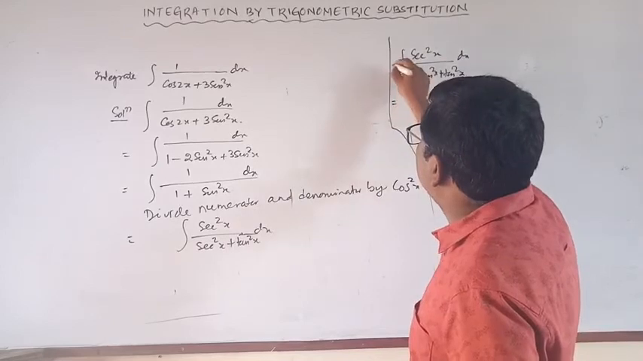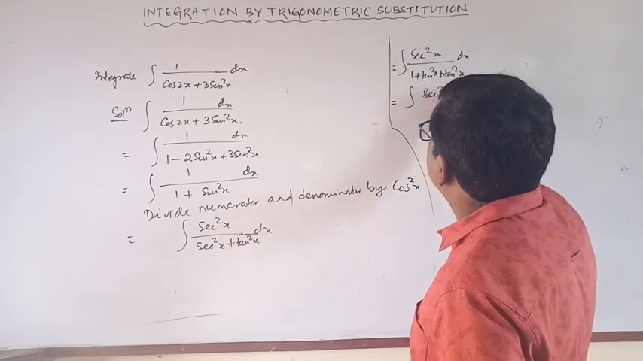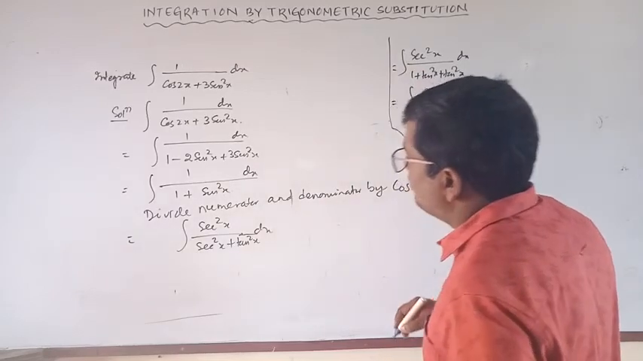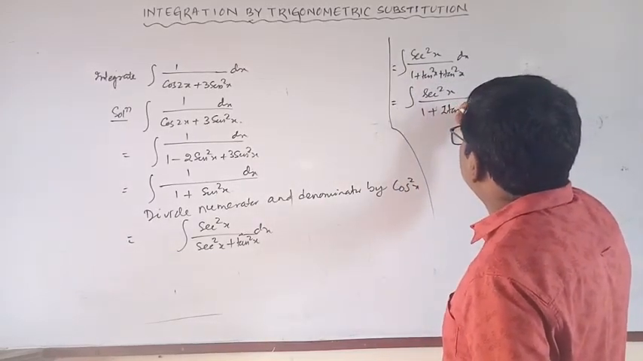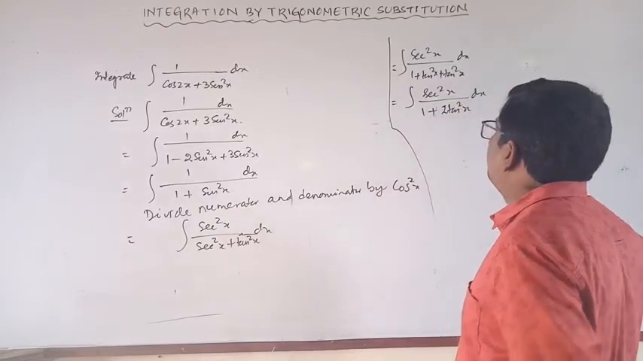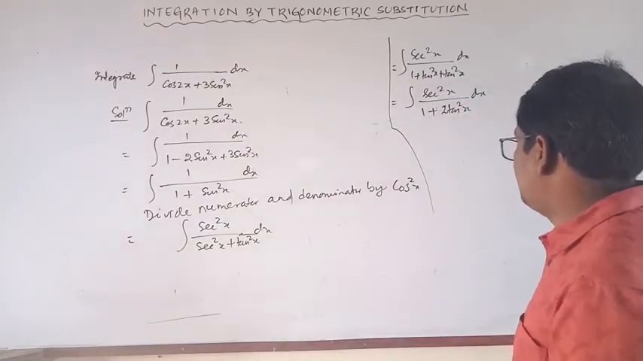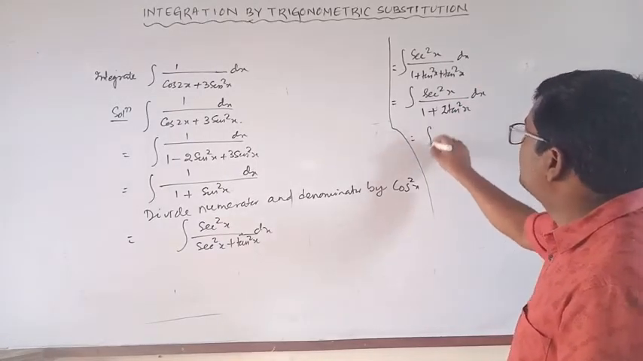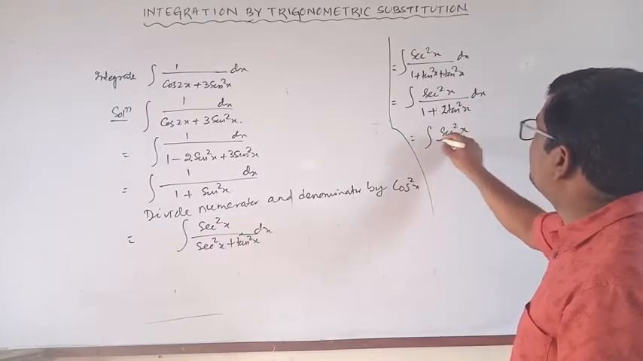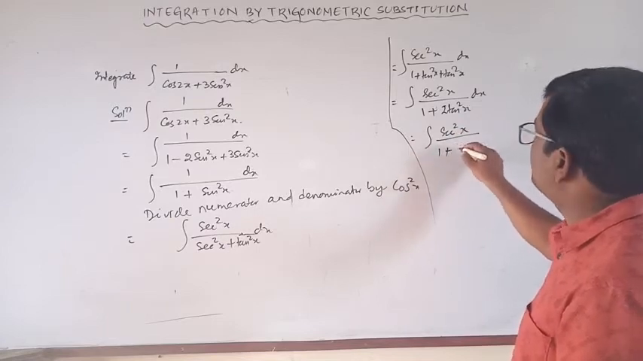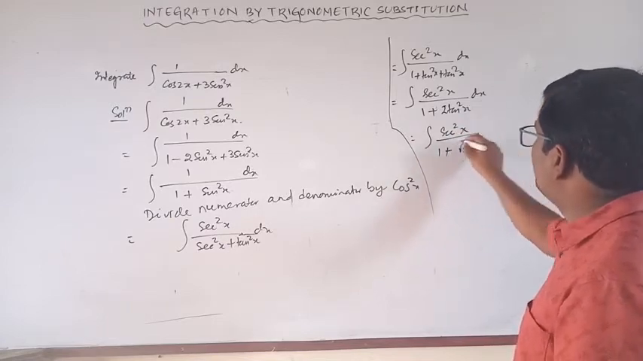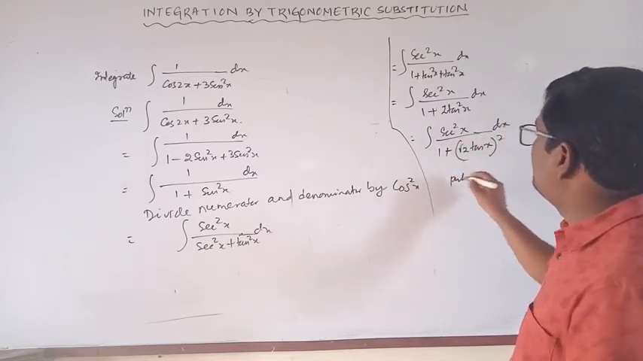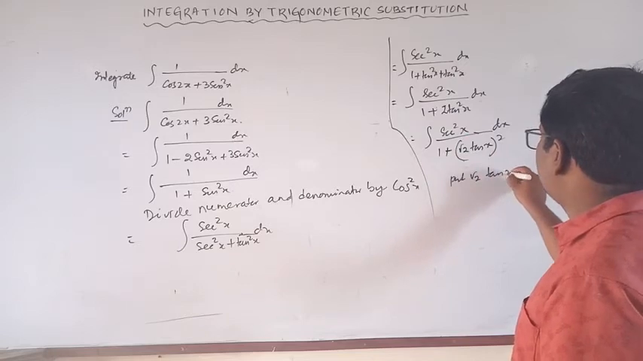So this is equal to what? Sec square x divided by 1 plus 2 tan square x dx. Clear? 1 plus 2 tan square x. Now what is the derivative of tan x? This is equal to what? Sec square x divided by 1 plus root 2 into tan x whole square into dx. So put root 2 tan x is equal to t.